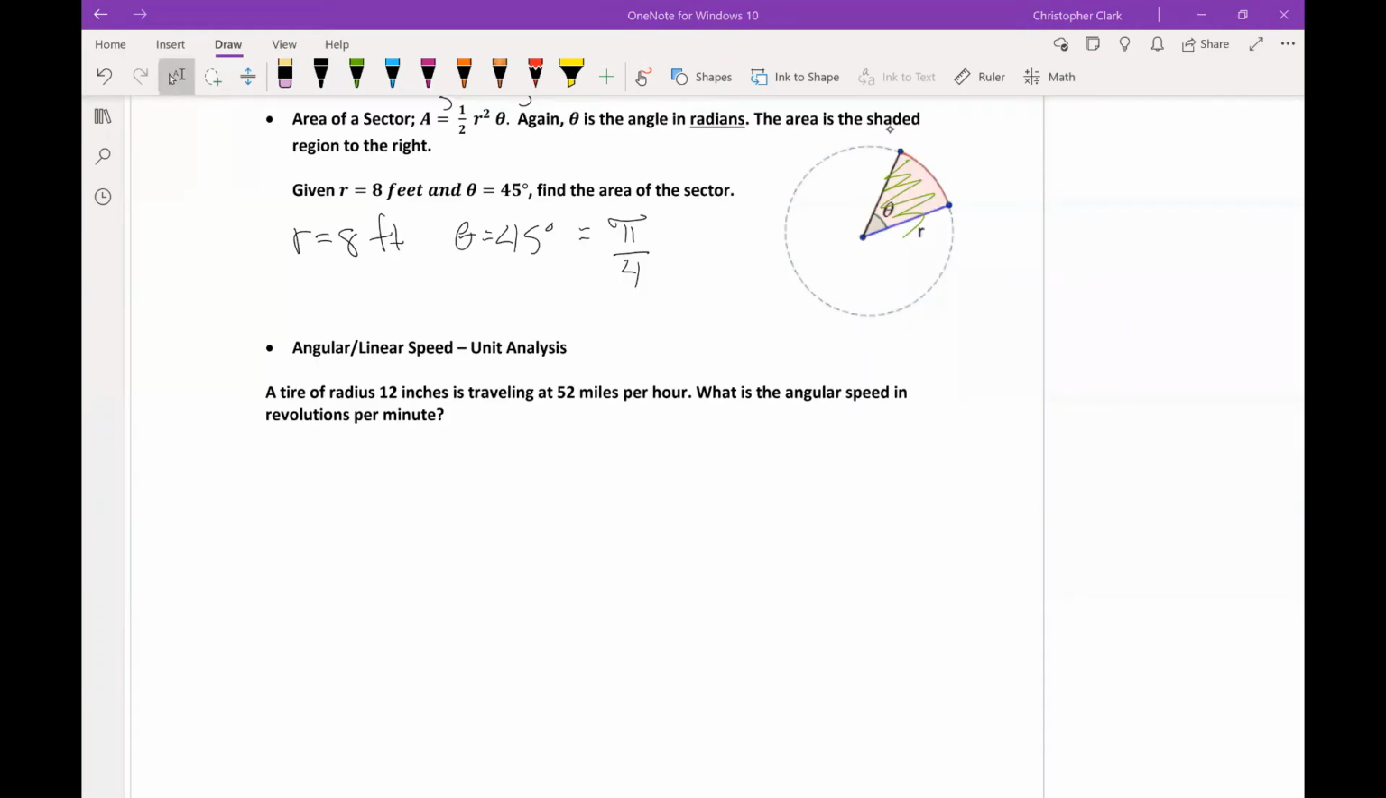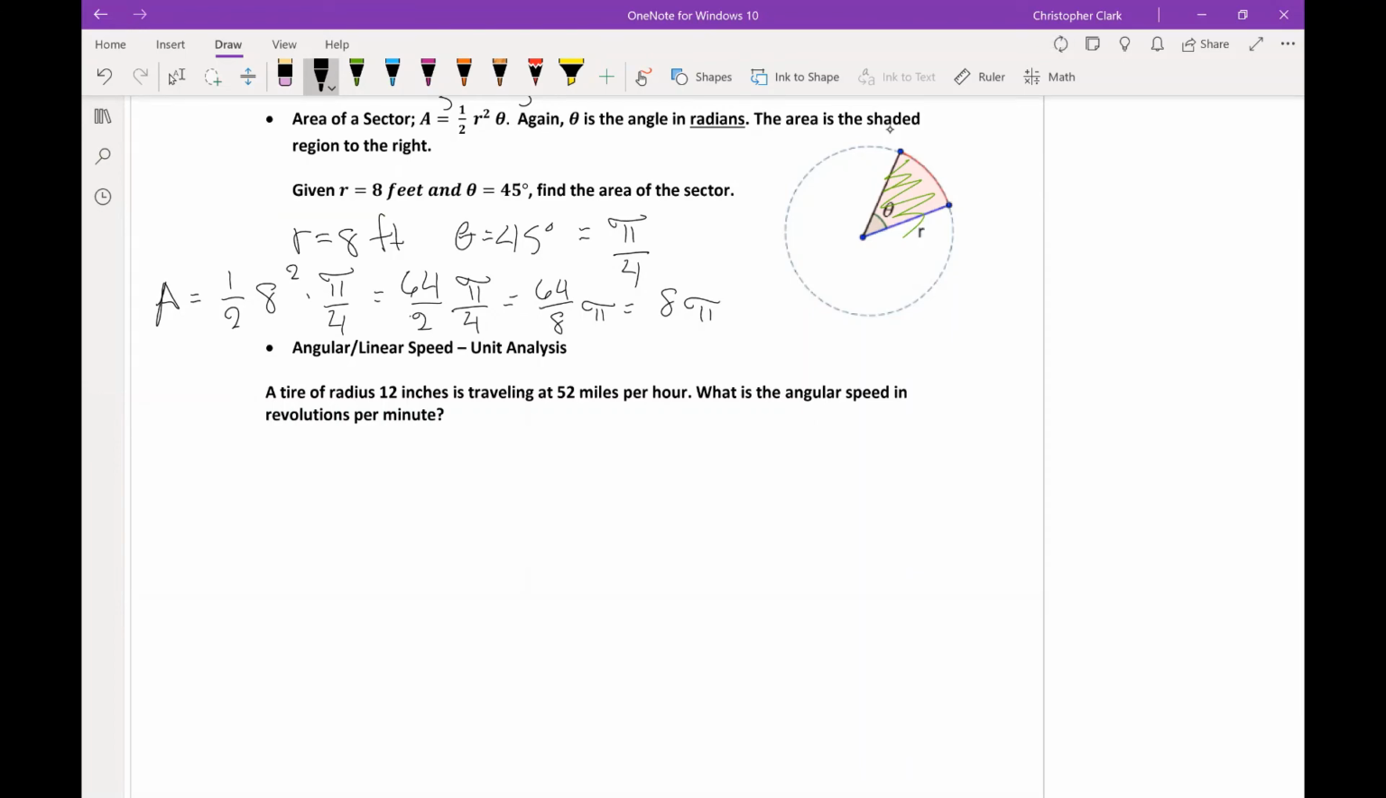So we'll just go ahead and use our equation where A is equal to 1/2 times 8 squared times pi over 4. And this is equal to 64 over 2 times pi over 4, which is 64 over 8 pi, which is just 8 pi.